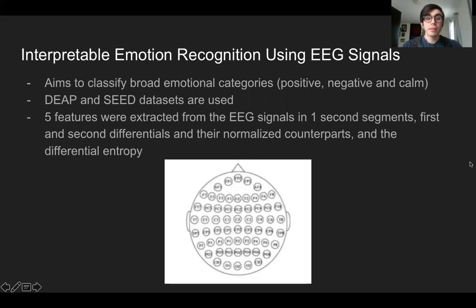So this scheme aims to classify a broad range of emotional categories. These are not specific ones like happiness or sadness or anger, but more things like positive, negative, or calm emotions. So 2 data sets are used, these being the DEAP and SEED data sets, and 5 features were extracted from the EEG signals in 1-second segments from each. So the first and second differentials and their normalized counterparts, and the differential entropy. Now in this little figure that I have at the bottom, this shows the placements of those electrodes on a subject's head in order for this scheme to be used. You can see that it's quite excessive with 62 electrodes that need to be connected at one point.